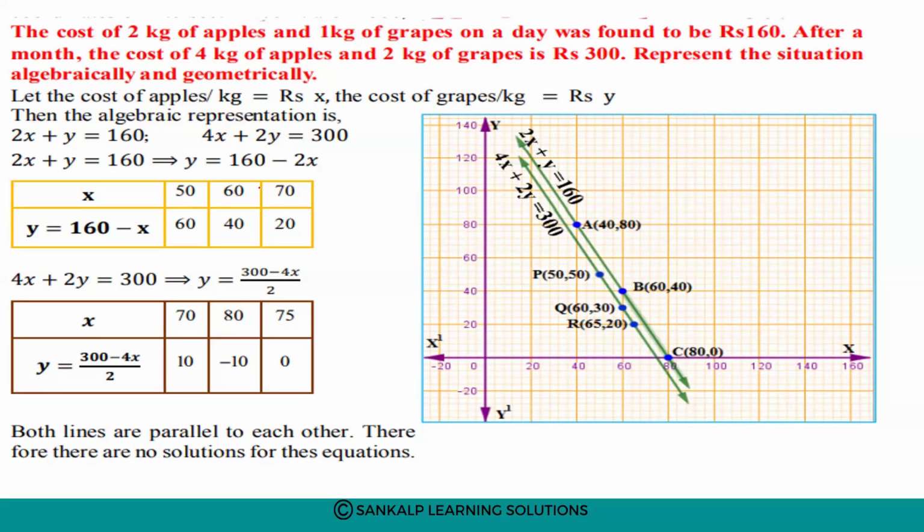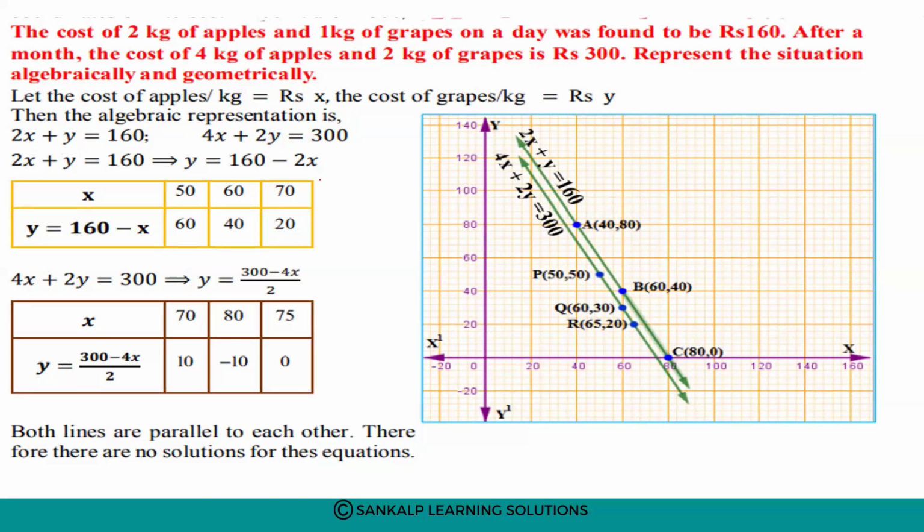That means algebraically means in the form of equation and a graph. So let the cost of the apples per kg, we will consider it as x, and the cost of the grapes we will consider it as y. So then the algebraic representation is 2 kg apples, that is 2x, plus 1 kg grapes, y, 2x plus y is equal to 160. So next, 4 kg of apples, 4x plus 2 kg of grapes, 2y is equal to 300. Now 2x plus y is equal to 160. So y is equal to 160 minus 2x. So this is equation number 1.